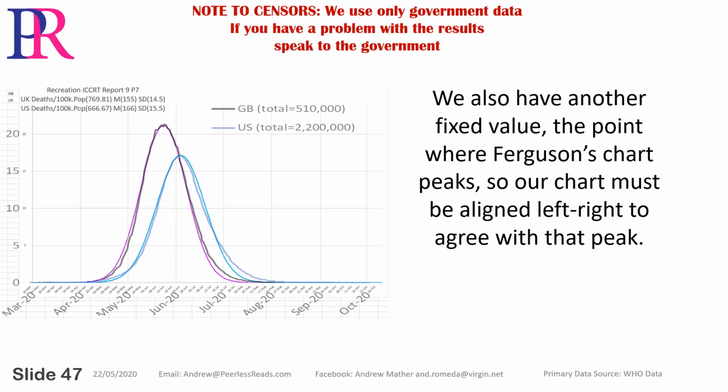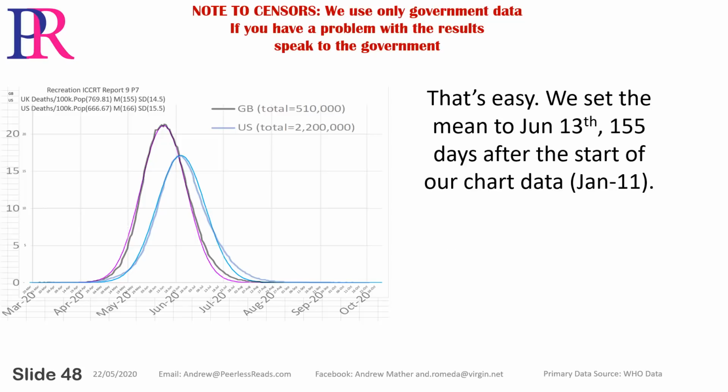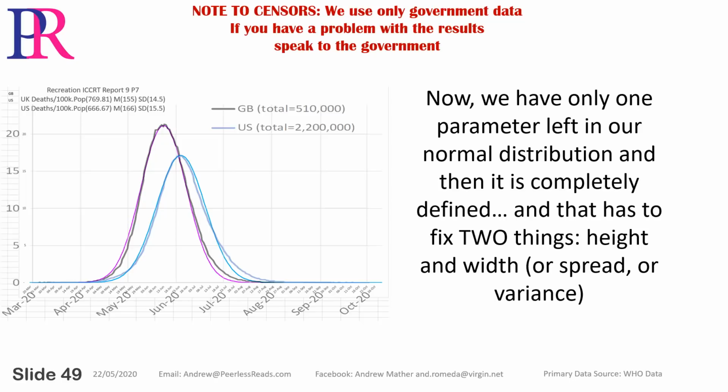We also have another fixed value, the point where Ferguson's chart peaks, so our chart must be aligned left-right to agree with that peak. That's easy, we set the mean to June 13th, 155 days after the start of our chart data, January 11th. Now we have only one parameter left in our normal distribution, and then it is completely defined. And that has to fix two things, height and width, or spread or variance.